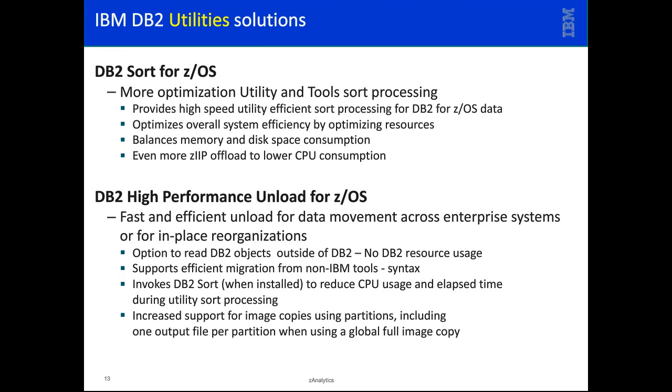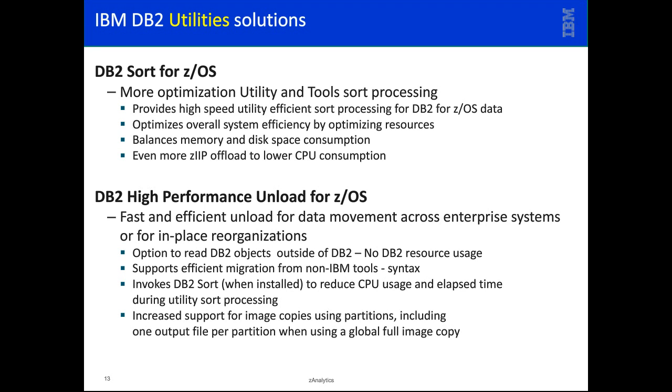We also, as part of our utility solution, have High Performance Unload. And this high-speed unload utility can also invoke DB2 Sort above. It supports migration from non-DB2 tools. If you come from another vendor, we will support the syntax. Also, this utility can read the DB2 underlying VSAM data sets so that we don't use online resources, and so on. Let's go to slide number 14.